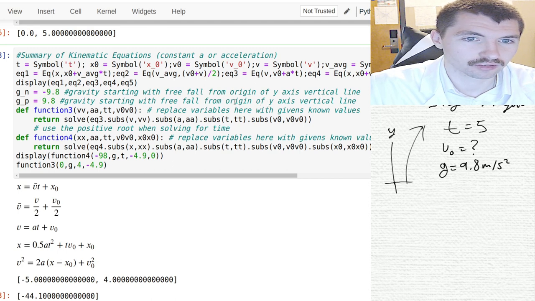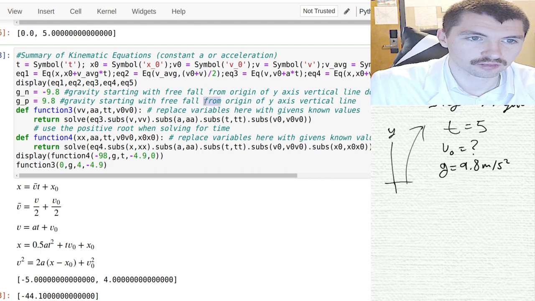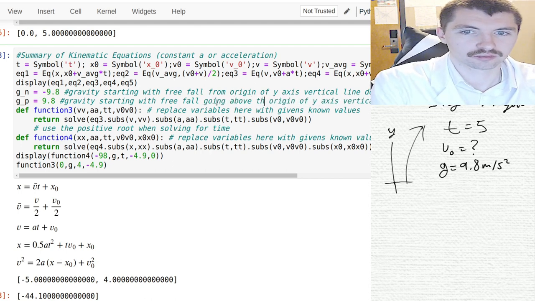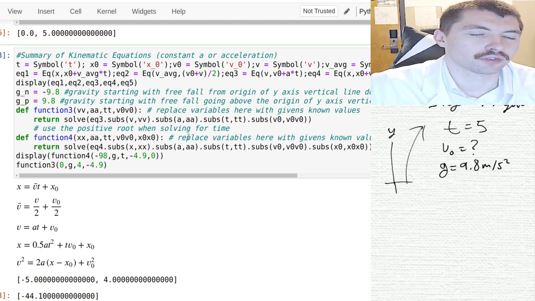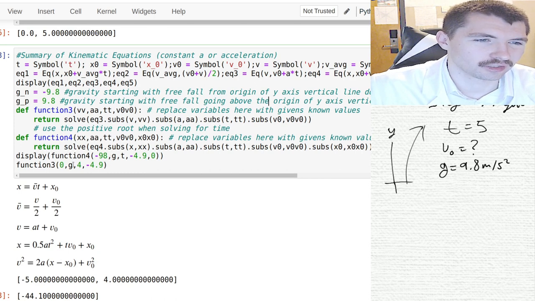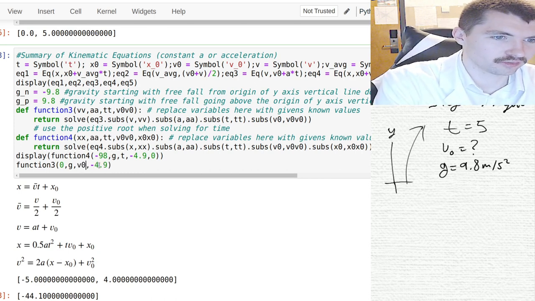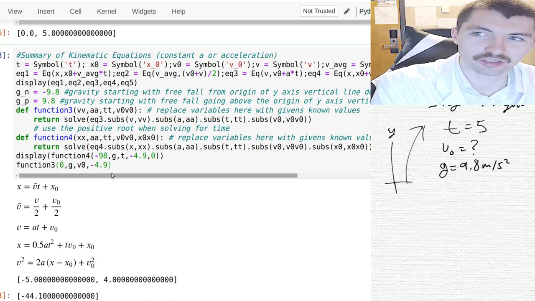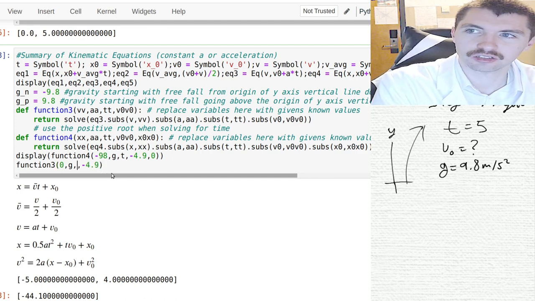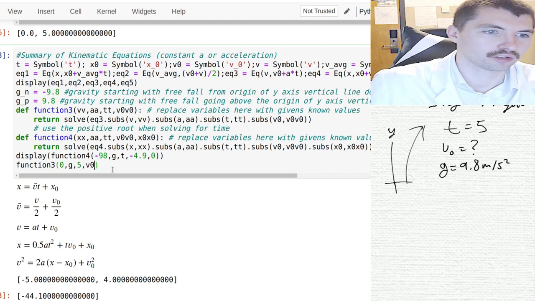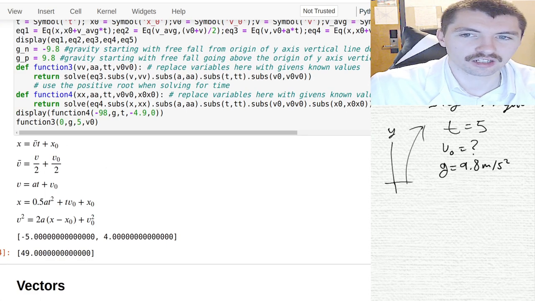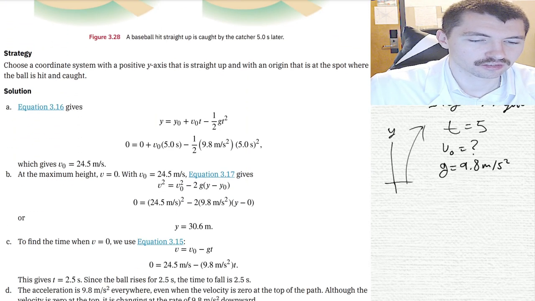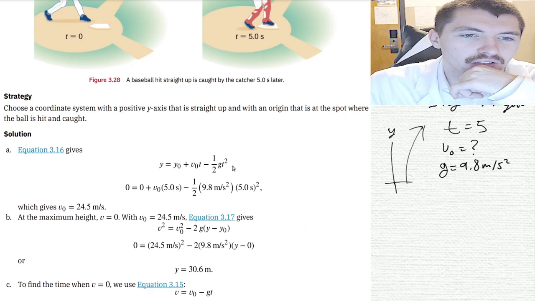All right. So V is 0, V naught is V naught. We don't know V naught, but we know T. T is 5 seconds. I'm getting 49. Is it 49? They have 36, and they're using a different equation.